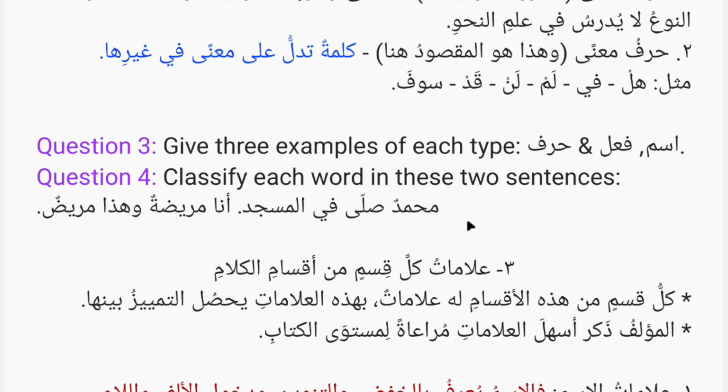Classify as in state: is it ism? Is it fi'l? Is it harf? So you write this word. Is it ism, fi'l, harf? This word, is it ism, fi'l, harf? Identifying and classifying these words.